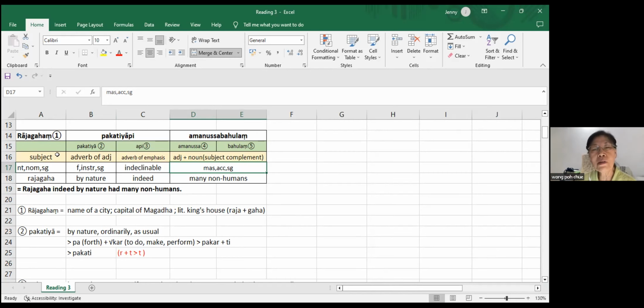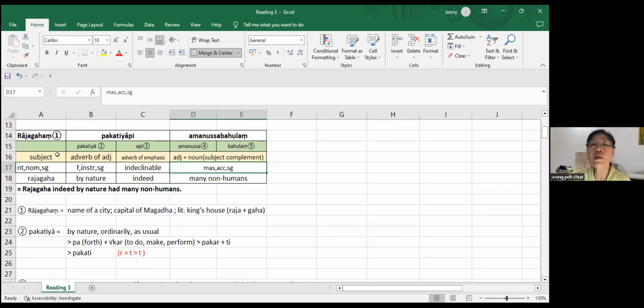Initially it was a bit difficult to tell, as it ends with a .m, whether Gahita is masculine or neuter. When I check the dictionary, Raja Gahang is masculine, but when I look at the word Raja Gaha, Raja is a masculine thing, and Gaha, house, can be neuter or masculine, so I take this as the neuter. So the subject is a neuter nominative singular, Raja Gaha. This sentence means Raja Gaha indeed by nature had many non-humans.